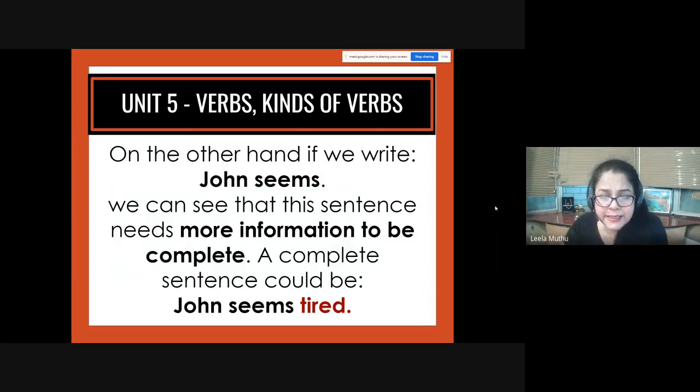Now let's complete the sentence. This sentence needs more information to be complete. So seems is incomplete without more information, right? So a complete sentence could be John seems what? Tired. Now, tired is completing the sense of John seems. Seems is incomplete without the complement tired. So John seems is an incomplete verb. It is complete when you add tired to it. So seems is an incomplete verb, and only complete when you add a complement to it.